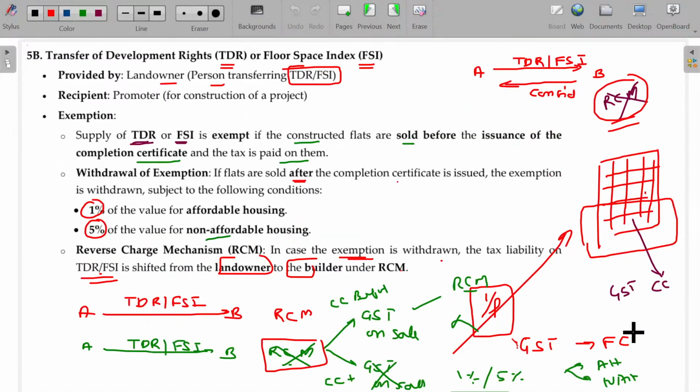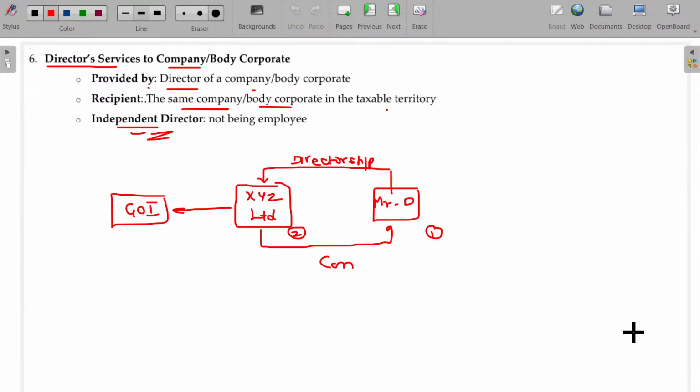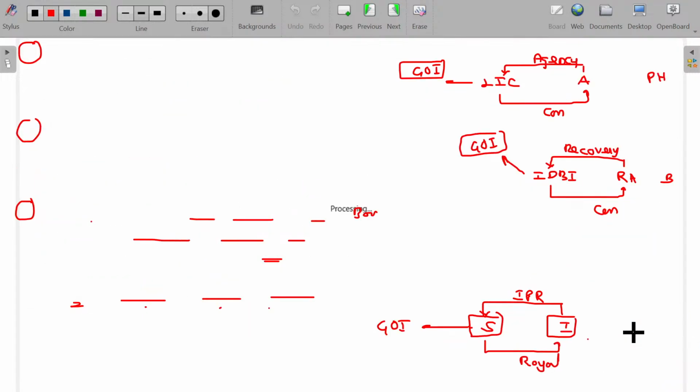And TDR and FSI transfer is usually exempted, provided RCM basis is applicable. Even the RCM basis is not required when he assures that GST is payable on sale of the completed flats. But if he fails to do so, automatically a penalty like 1% or 5% will be leviable, and the responsibility will be in the hands of the builder. The same happens in case of land lease. Earlier one was TDR and FSI, here it is land lease. Clear? So we have completed all these aspects here.